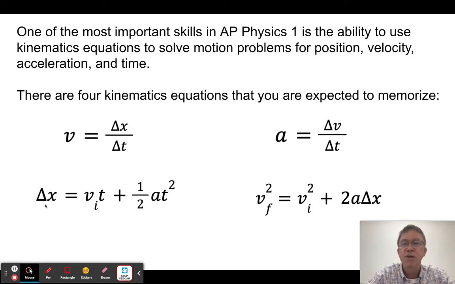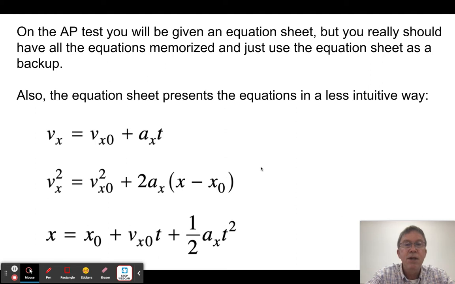So the change in position is equal to the initial velocity times time plus 1/2 the acceleration times time squared. That makes sense to me. Let me show you how College Board will show it to you. So you'll get the equation sheet on the AP test. You'll get it on the test I give you. I will give you their equation sheet.